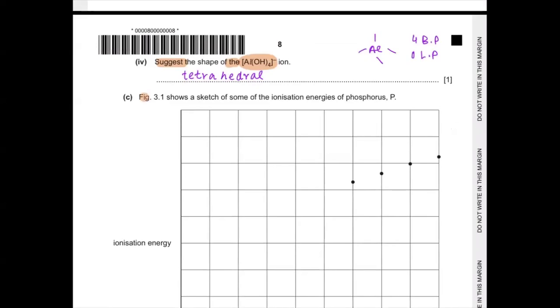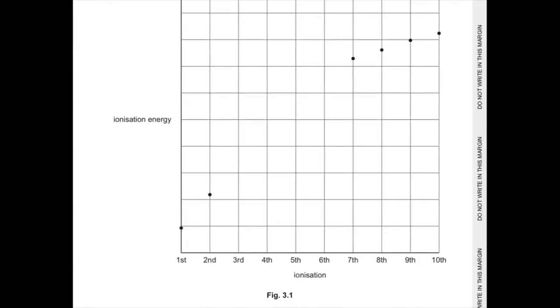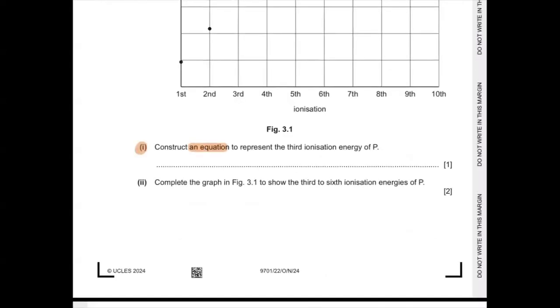Now, figure 3.1 shows a sketch of some of the ionization energies of phosphorus. Okay. Construct an equation, part 1, to represent the third ionization energy of phosphorus. For the third ionization of phosphorus, phosphorus must be a +2 ion in the gaseous state, and it is going to turn into a +3 ion in the gaseous state by losing an electron. So that is the third ionization energy equation.